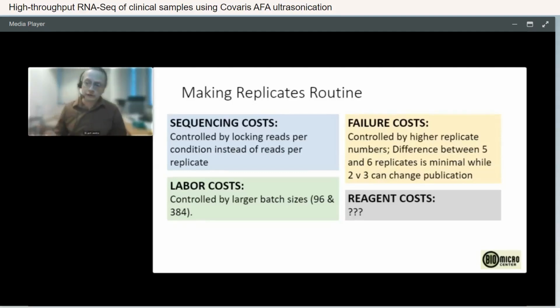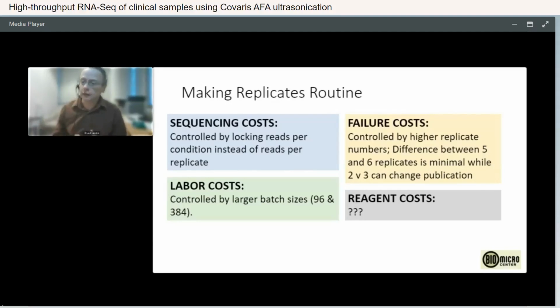Second, labor costs. It doesn't actually cost us that much more to be able to do large batches than it does to do small batches. It's the same amount of time for the technician, even if we're doing a lot of the steps semi-manual.